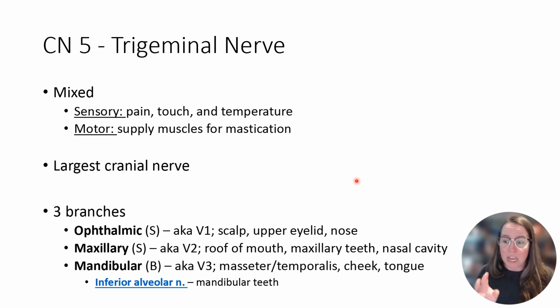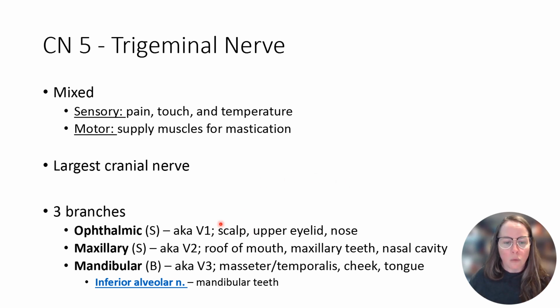Now, this is a big nerve, and you'll see this on the models, but basically it comes out like this and immediately branches into 3 regions. We call them V1, V2, V3. Do this with me. V1, V2, and V3. That will give you the basic run through of how those branches are then going to run on the face and then subdivide into their various nerves.